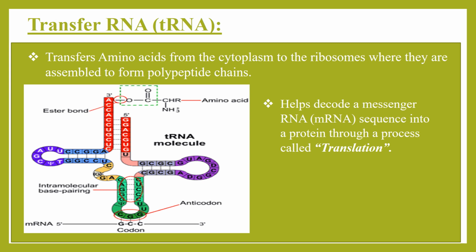In the cell, we have 20 different types of amino acids, so we must need 20 different types of transfer RNA for carrying those different amino acids. The amino acids are then arranged and attached, resulting in long polypeptide chains.